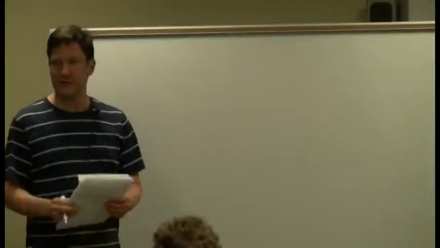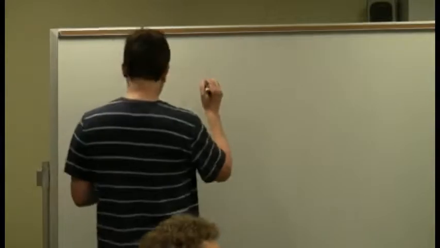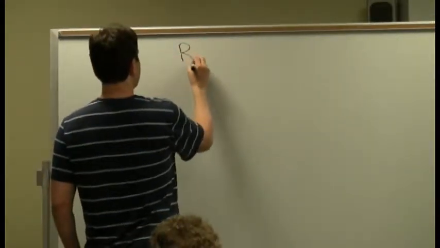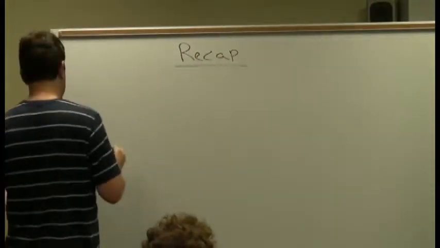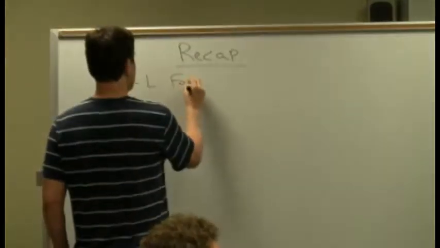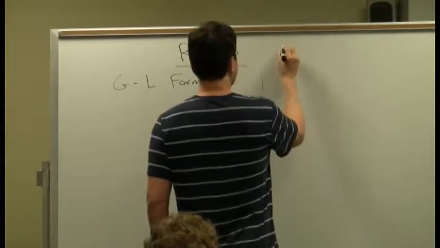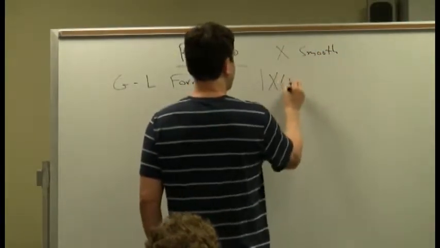So I want to do something in this talk that's very exciting to me. Let me just do maybe a quick recap of where we are and one of the themes I want to hit. The quick recap is we had the Grothendieck-Lefschetz formula, or trace formula, and it's that for X a smooth variety, you can count the number of F_q points.